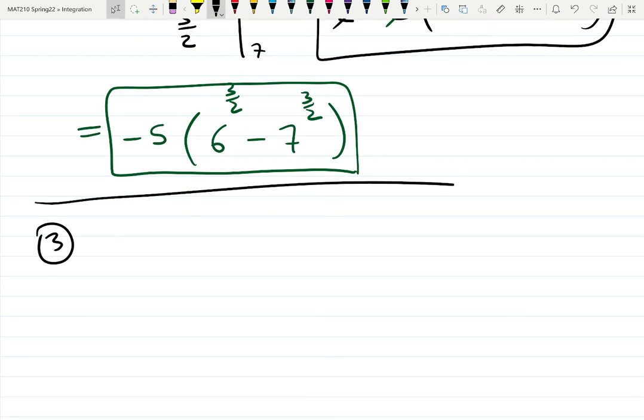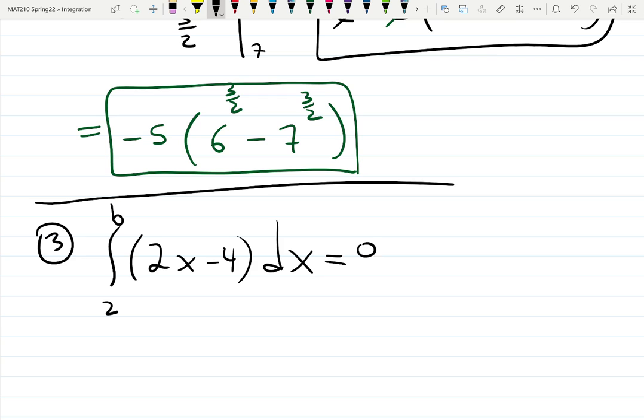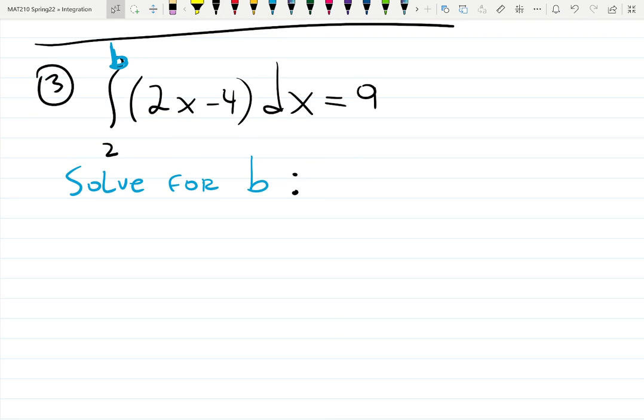Since we're talking about definite integrals, can you do this one? Example 3. Integral from 2 to b of 2x minus 4 dx equals 9. Can you solve for b? Do you know how to do this one? Solve for b. Step 1, integrate.